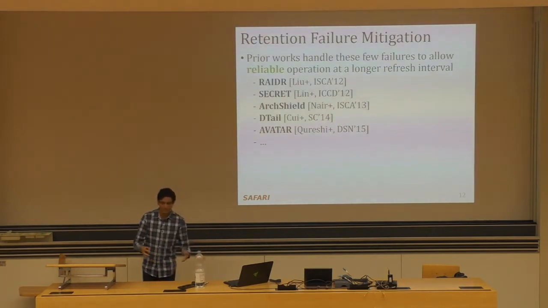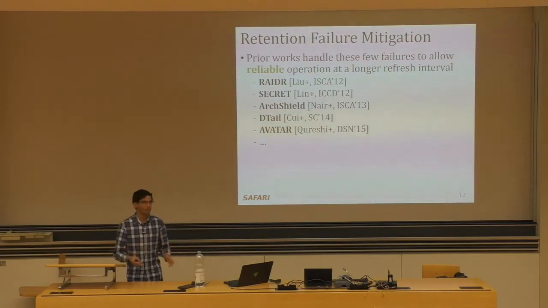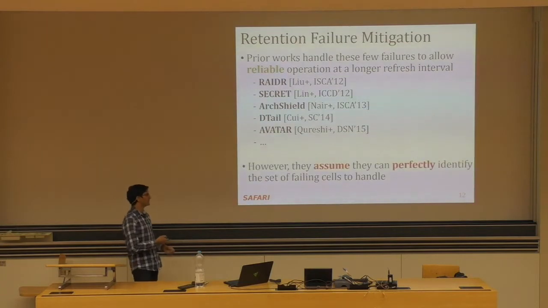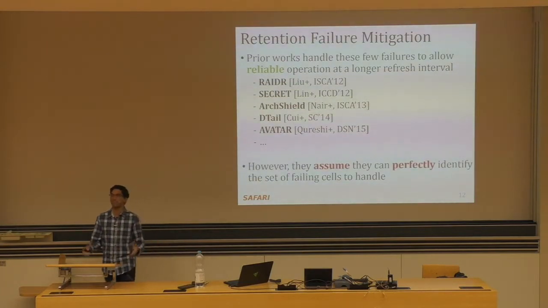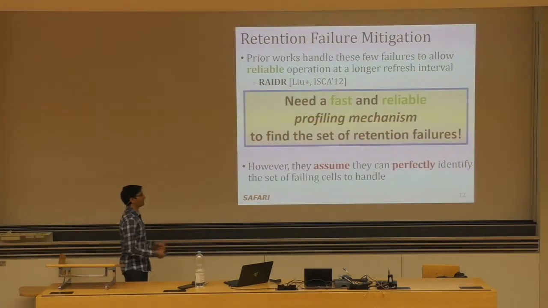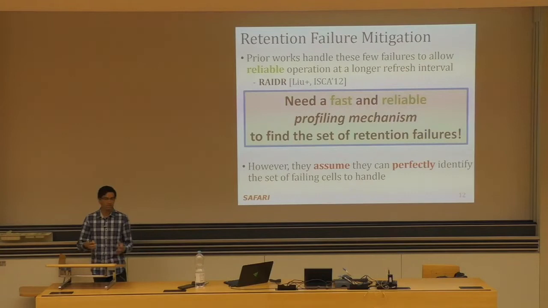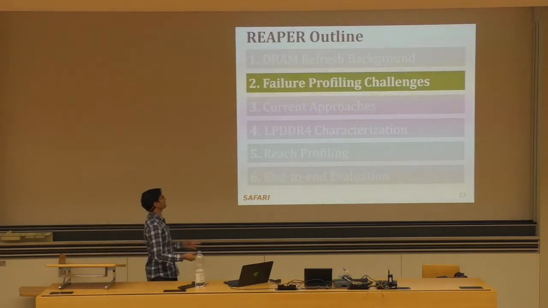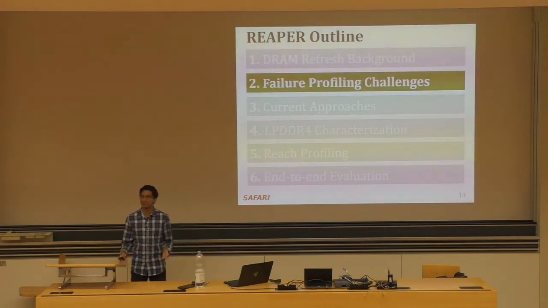The prior work actually has many different ways of mitigating these errors once they occur, right? So 100 errors occurring here and there, these mechanisms can mostly handle that type of situation. However, all of these mitigation mechanisms and others that aren't listed here have one thing in common. They all assume that they can perfectly identify the set of failing cells that need to be handled, right? And this is where the problem occurs, because we need a fast and reliable profiling mechanism to find this set of retention failures, and only then can these mitigation mechanisms do their work, right? So now I'm going to talk about some of the challenges surrounding retention failure profiling and hopefully convince you that it's a relatively difficult problem.